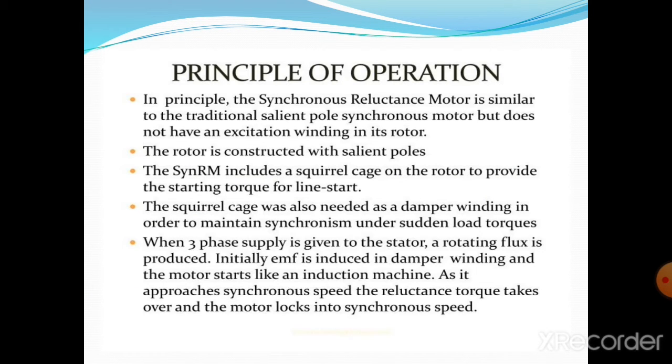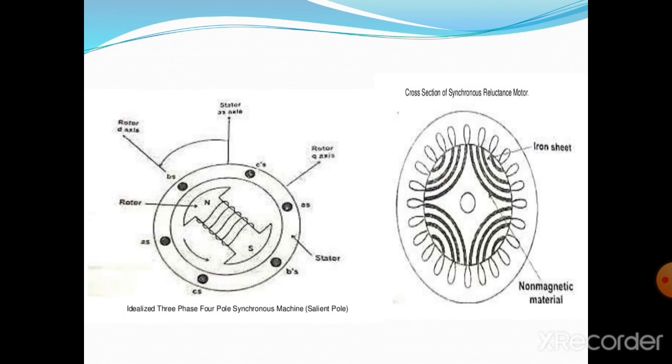And next one is principle of operation. Already we have discussed. In this diagram, DS and QS correspond to the stator direct and quadrature axis, and DR and QR correspond to rotor direct and quadrature axis.